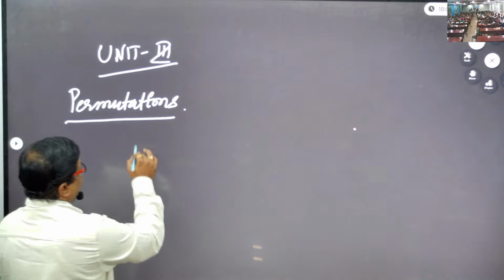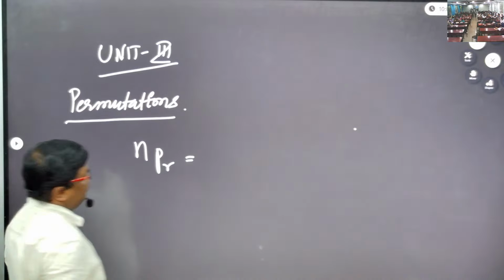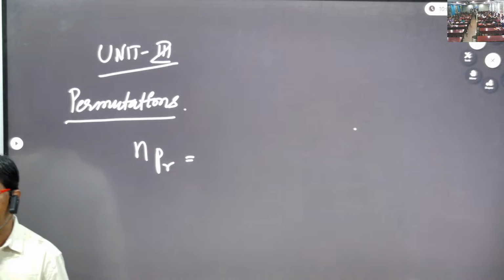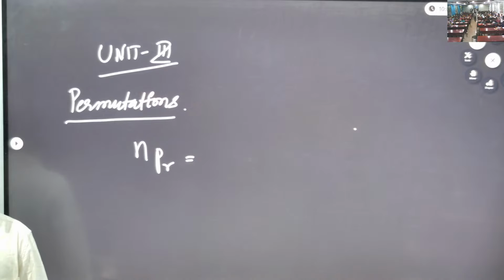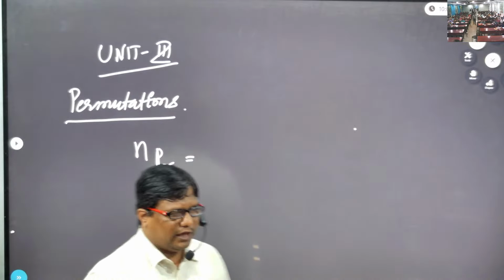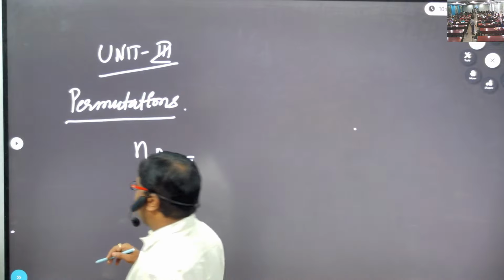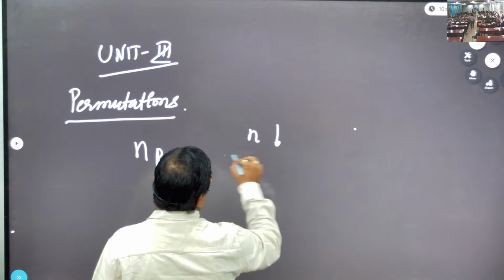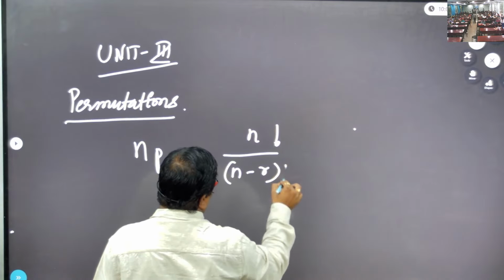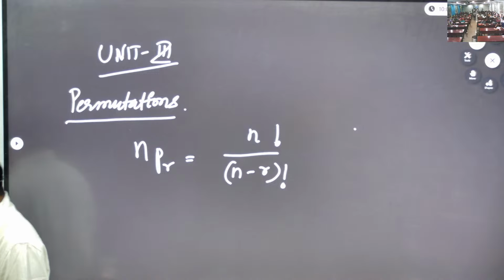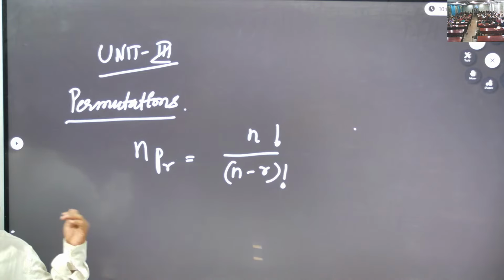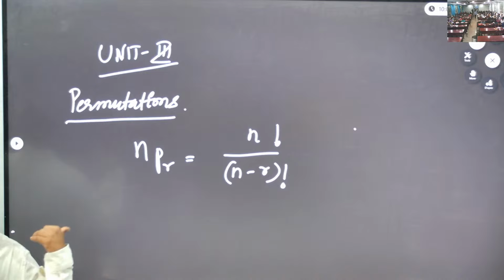So the formula is like this. nPr is equal to, can anyone say what nPr is equal to? You already know the formula, right? Permutations and combinations you have seen in your earlier stages. So what is the formula for nPr? n factorial by (n minus r) factorial. This is the formula we are going to use. For the time being, just remember that formula. When it is with repetitions and without repetitions, how we are going to use it, we will see in the further discussion.